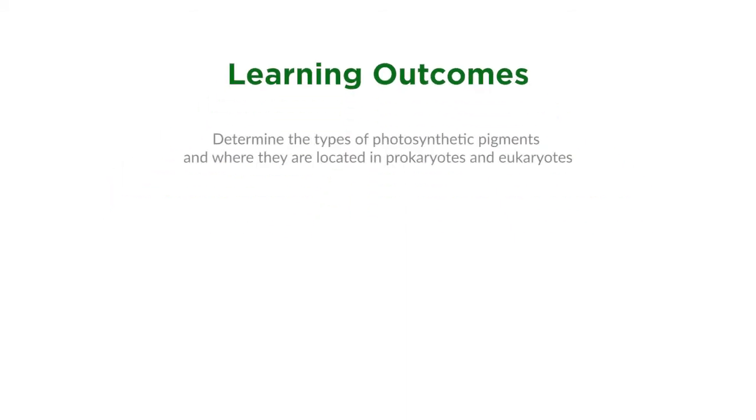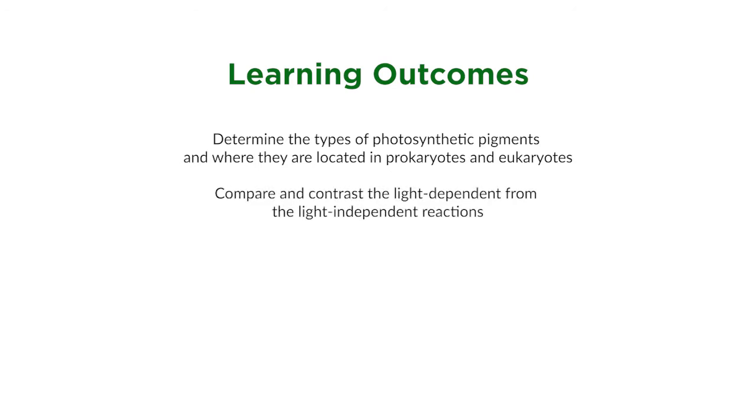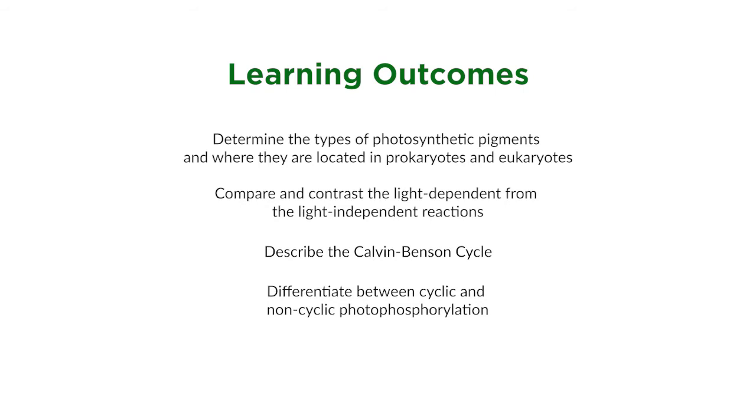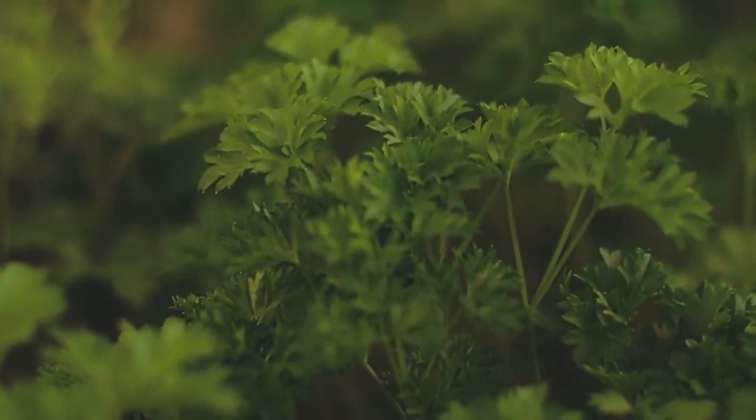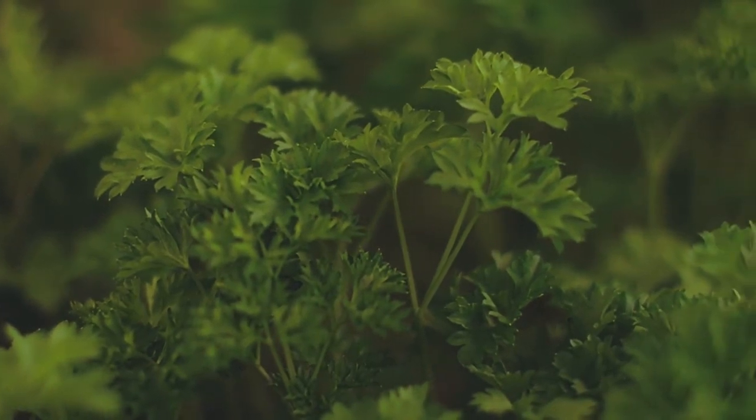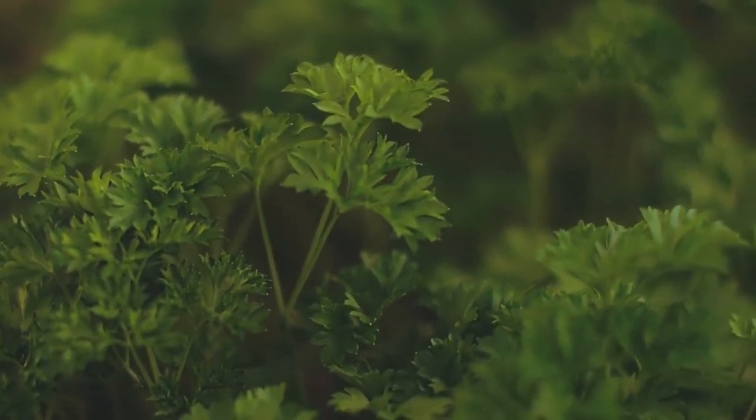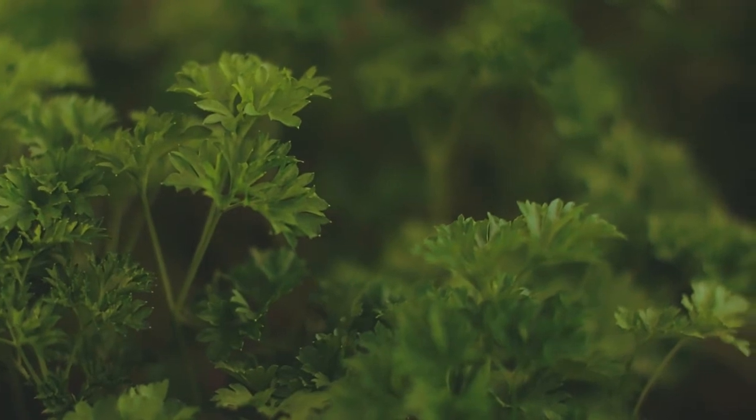By watching this video, you will be able to learn about photosynthetic pigments and where they are located in prokaryotes and eukaryotes. Compare and contrast the light-dependent from the light-independent reactions. Describe the Calvin-Benson cycle. Differentiate between cyclic and non-cyclic photophosphorylation, and give some examples of photosynthetic bacteria. So sit back, relax, and put on your learning hats, because today we will be talking about photosynthesis.